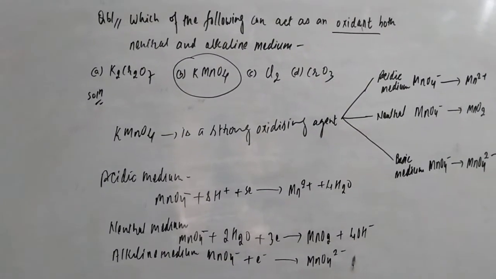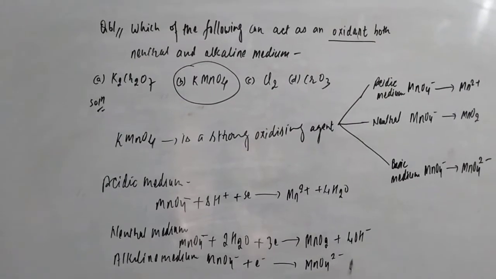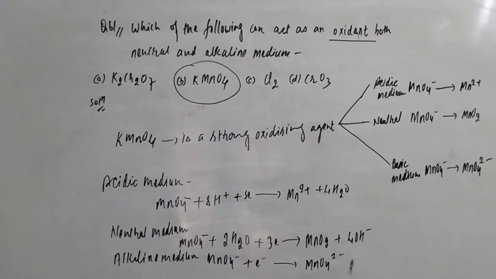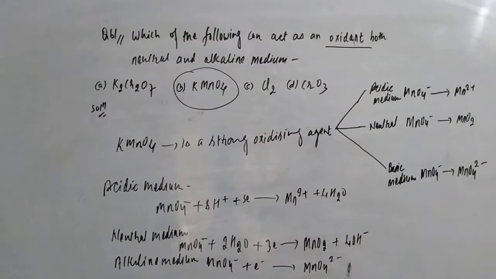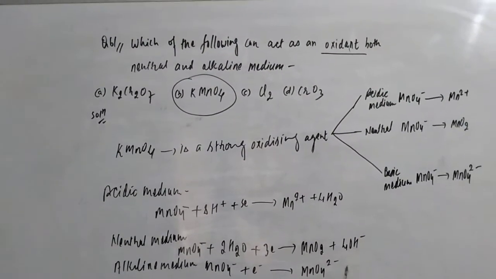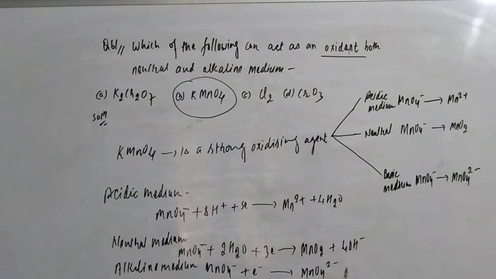So in all three media, KMnO4 is capable of acting as an oxidant. Why is it acting as an oxidant? Because it is a strong oxidizing agent. So the correct option will be option number B. Thank you so much for watching, friends.